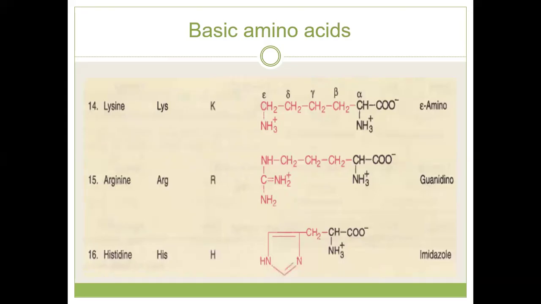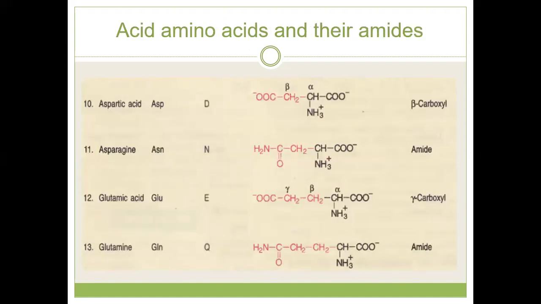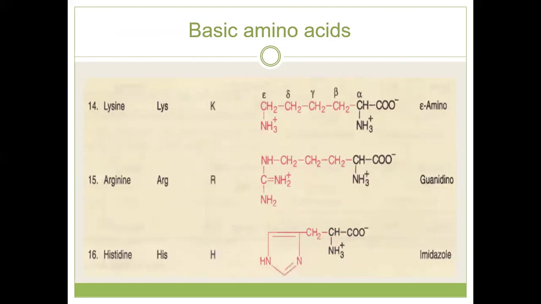Then the next class of amino acids is basic amino acids. And we all know why these ones are called the acid amino acid, because of the acid group attached to it. And we have the basic amino acids, and we'll see why also they have. Why are they called the basic amino acids?